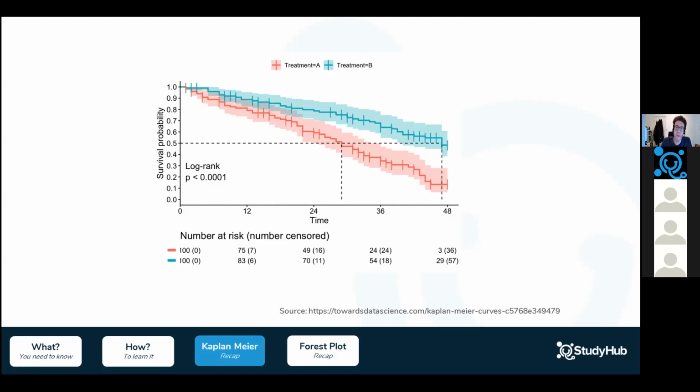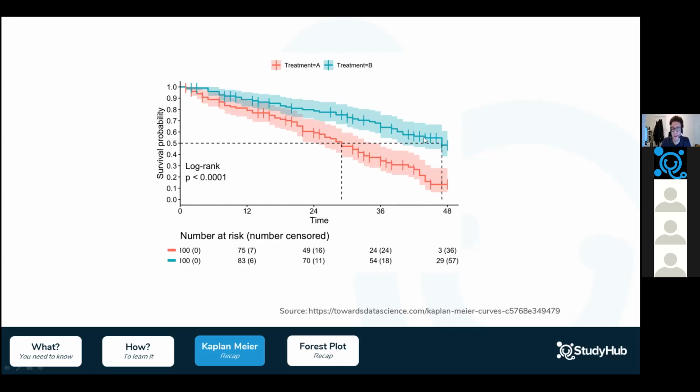That's kind of all it's doing. Many simpler survival curves will just have two lines without all of this extra fancy stuff. If we go further down, let's say 36 months, about 40% are still with us on treatment A, and about 75% are still with us on treatment B. So overall, if you had cancer and had to pick between treatment A and treatment B, you'd probably go for treatment B because people tend to do better.